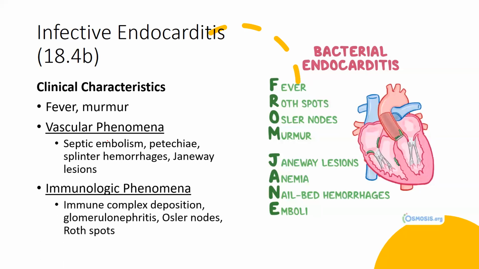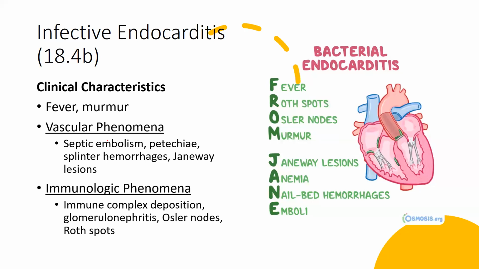There's also immunologic phenomena, so immune complex deposition, so like Ig and antigen complexes. That can lead then to glomerulonephritis. Osler's nodes, we can see in your fingers or toe pads. They're kind of these purple lesions that are raised. They may or may not be tender to touch, but you'll feel them. And then Roth spots. Now, Roth spots are associated with the eye. They're retinal hemorrhagic lesions, and they have this pale center in the middle.